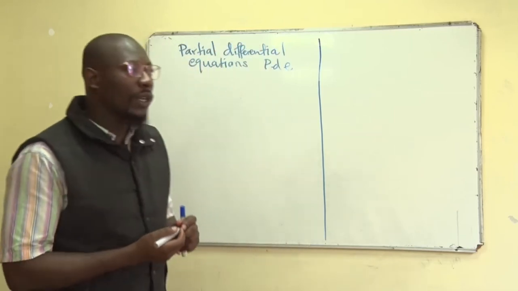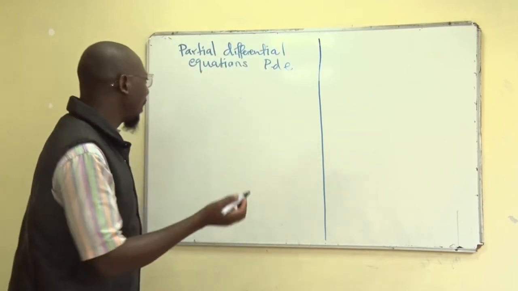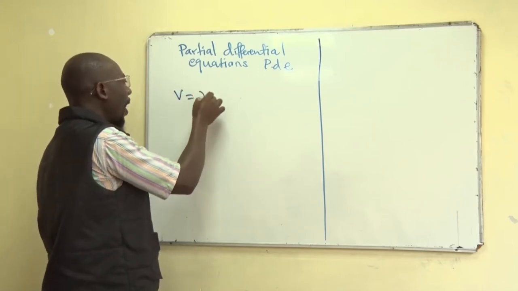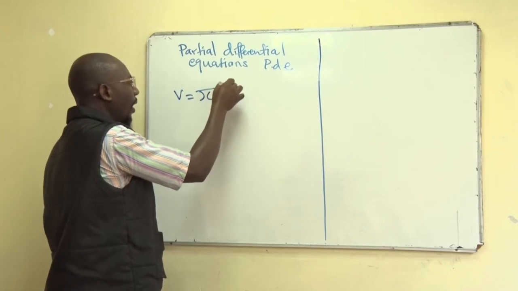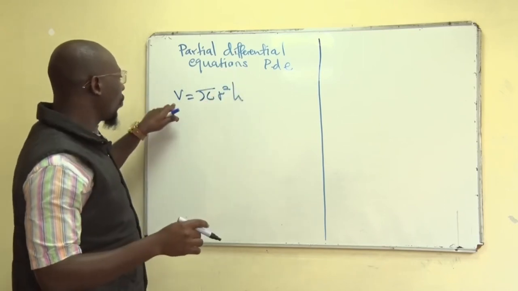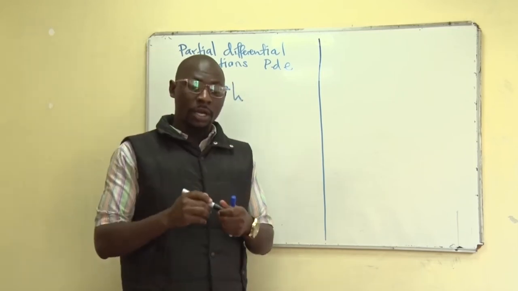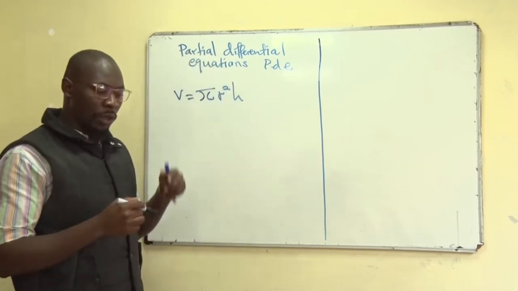For example, if you are told to get the volume of maybe a cylinder, the volume of a cylinder is given as V is equal to pi r squared h. So in this case, the volume varies as the radius and as the height. So that's a function of two variables.